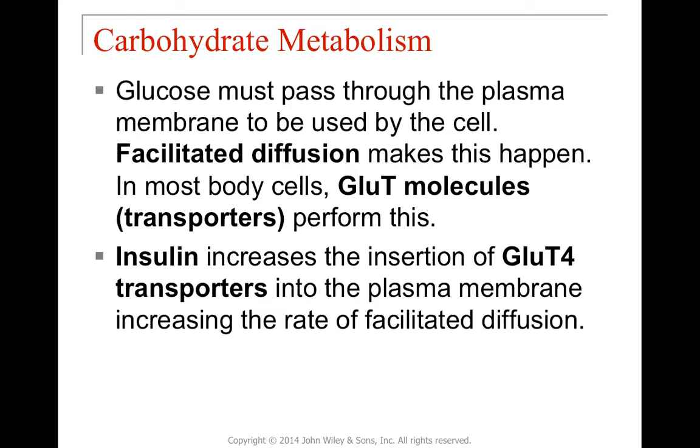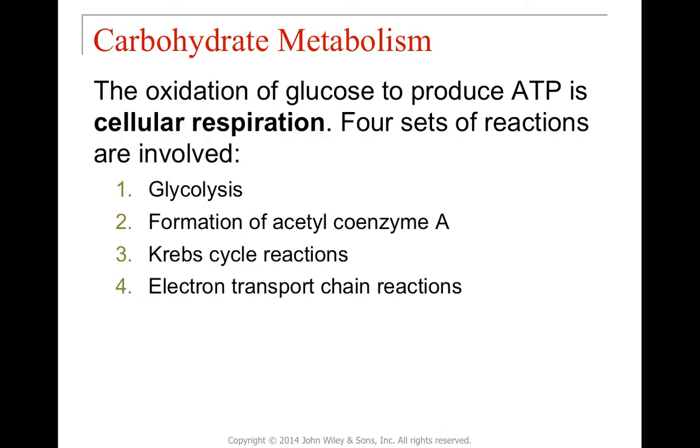A molecule called insulin increases the insertion of these transporters, so it increases the amount of glucose transporters in the membrane, increasing the rate of facilitated diffusion. Now, you may have heard of insulin in cases of diabetics, right? Diabetics respond abnormally to sugar, and there's a couple of different types of diabetes, but basically what happens is this either goes awry because you aren't making enough insulin, or you're unresponsive to the insulin, and your transporters end up not allowing the right amount of sugar in. Anyway, insulin is involved in sugar uptake.